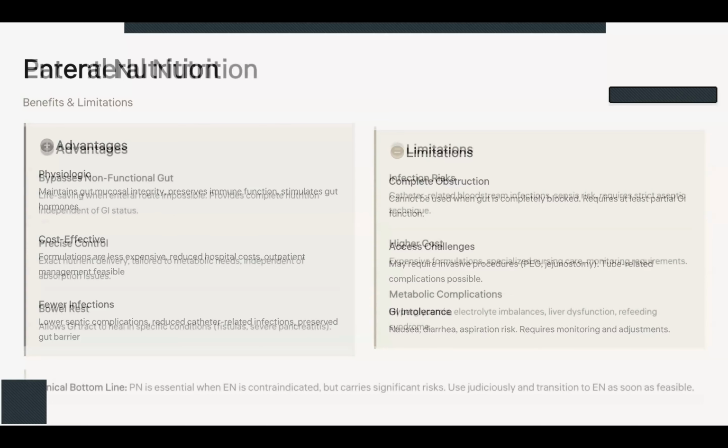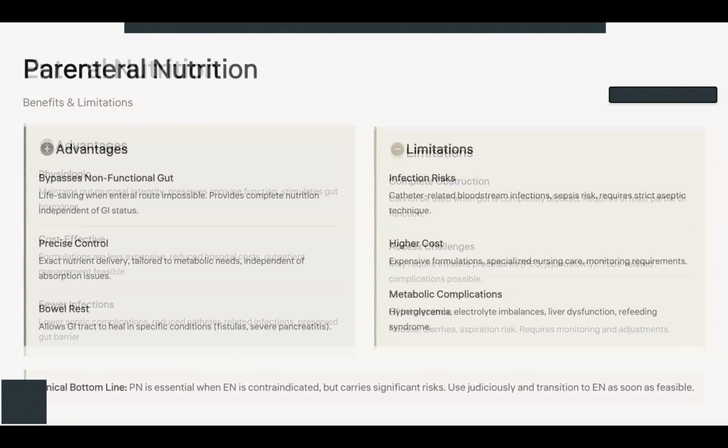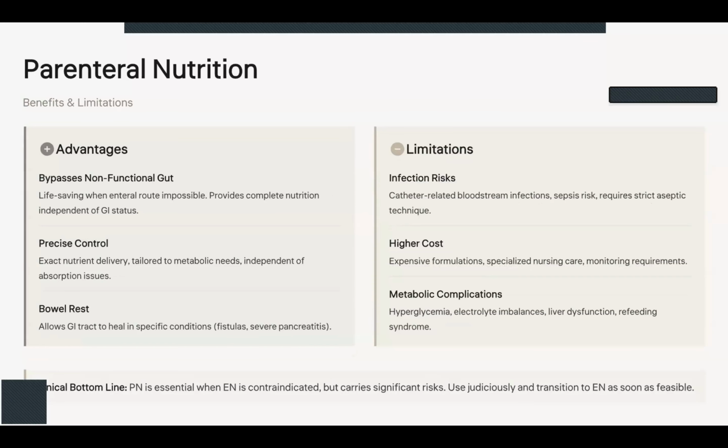Parenteral nutrition, on the other hand, is life-saving when enteral feeding is not possible. It allows us to deliver precise amounts of nutrients tailored to the patient's metabolic needs, independent of gastrointestinal function. This makes it invaluable in patients with complete obstruction or severe gastrointestinal dysfunction, such as bowel ischemia or IBS.